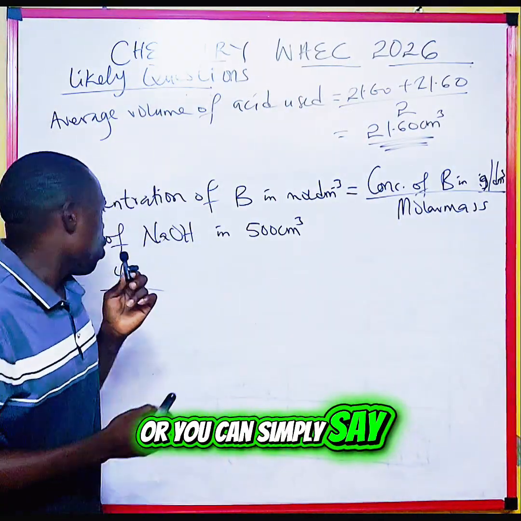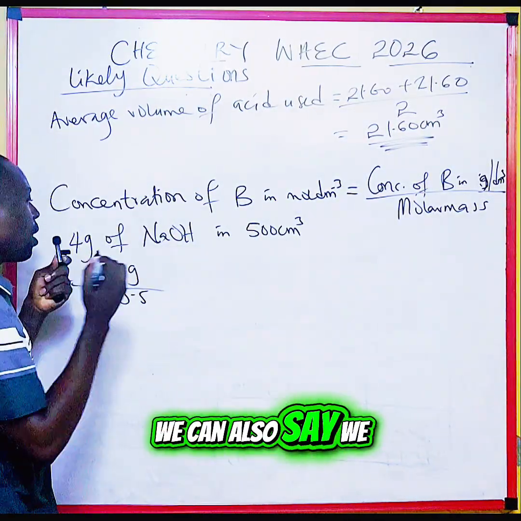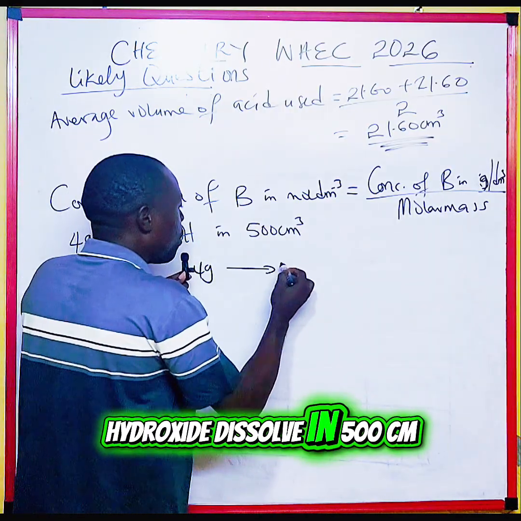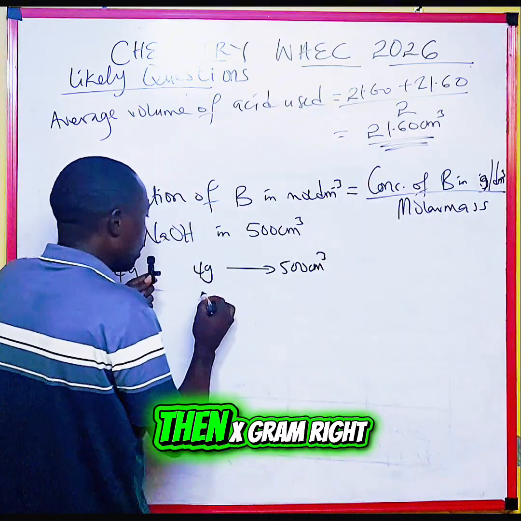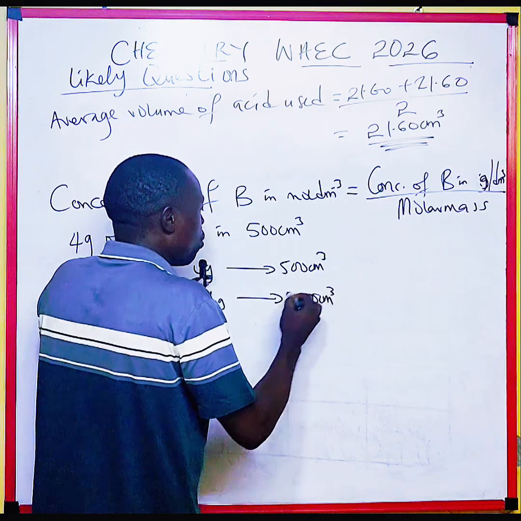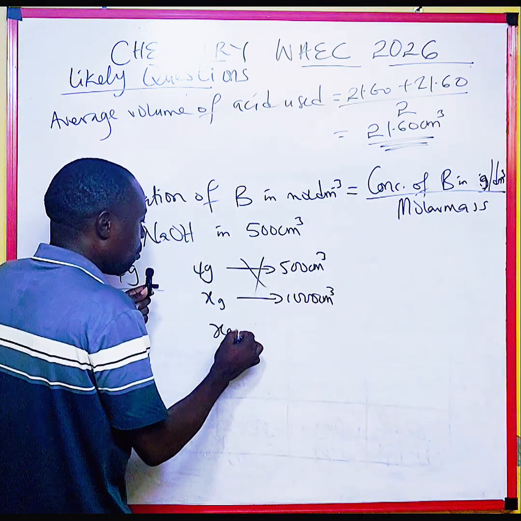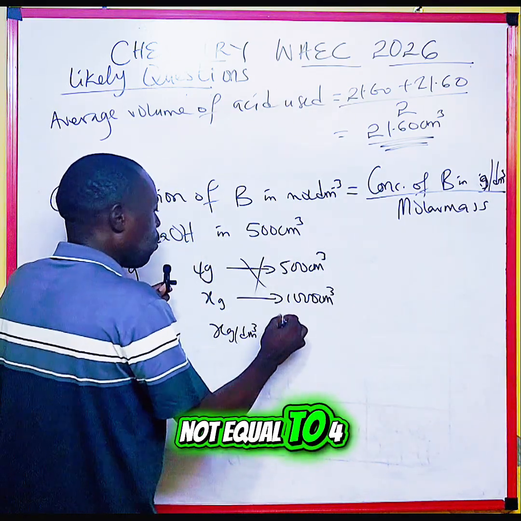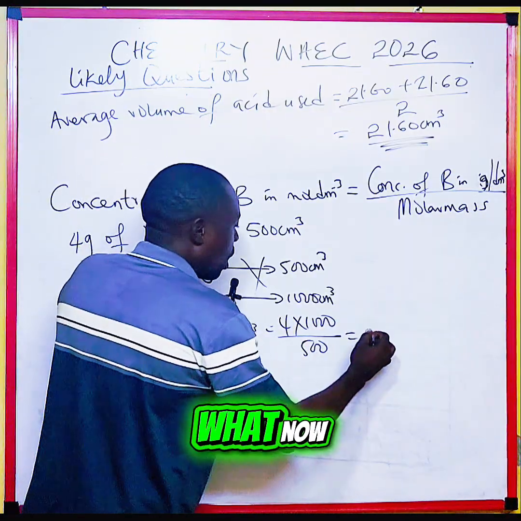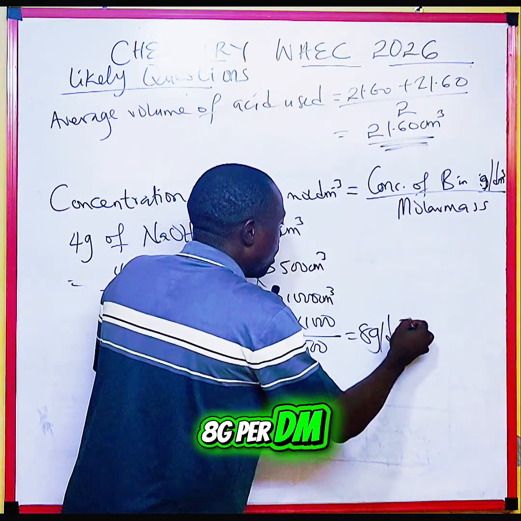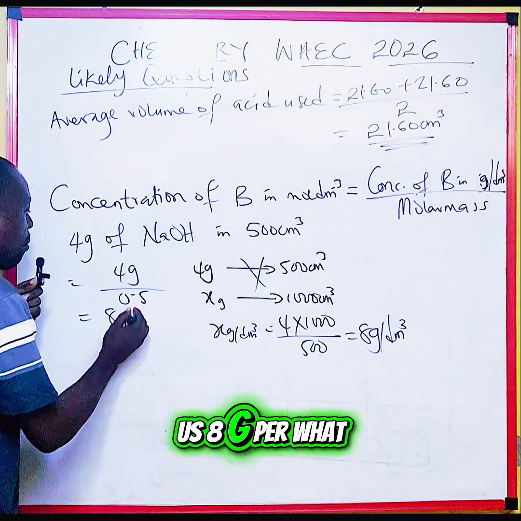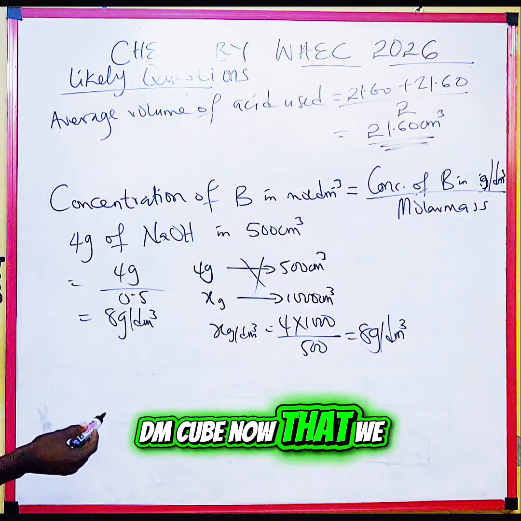So let's continue. After making use of this one, we can also do a shortcut like this. 4 grams of sodium hydroxide is dissolved in 500 cm cube, then how many grams will dissolve in 1000 cm cube? Cross multiplying, x gram per dm cube is equal to 4 multiplied by 1000 divided by 500, which altogether gives 8 gram per dm cube. So you can either use this method or that method; both of them will give us 8 gram per dm cube.